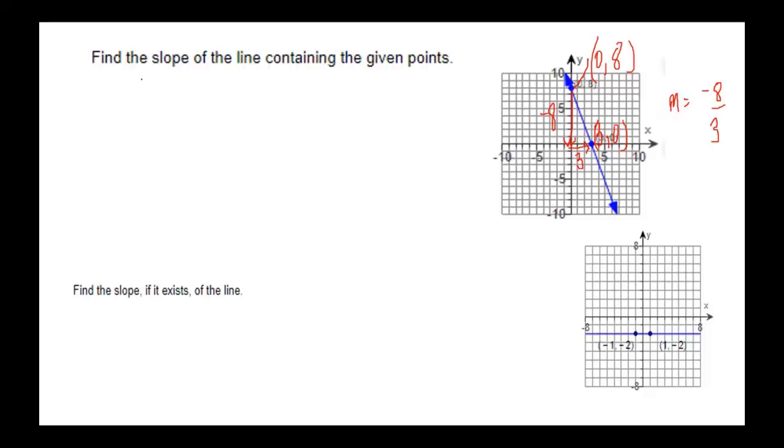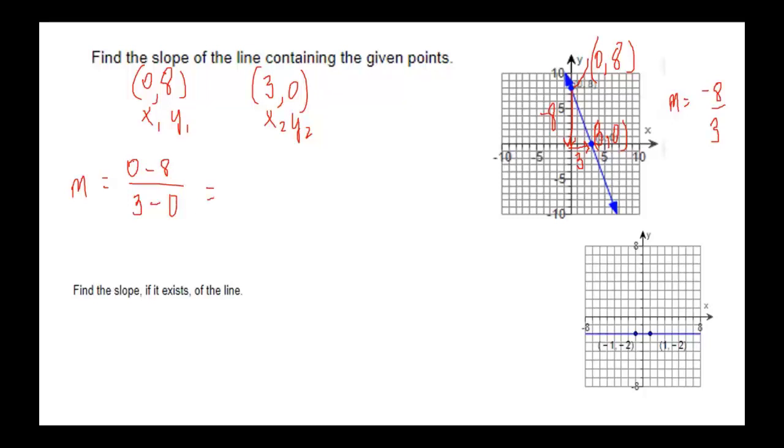Okay, so again, if I were going to deal with the formula for slope, I would take one of the points and then the other point. I would think of them as x1, y1, x2, y2, and I'm going to fill in that formula. M is equal to y2 minus y1 over x2 minus x1. And then do that math straight across. 0 minus 8 is negative 8. 3 minus 0 is 3.